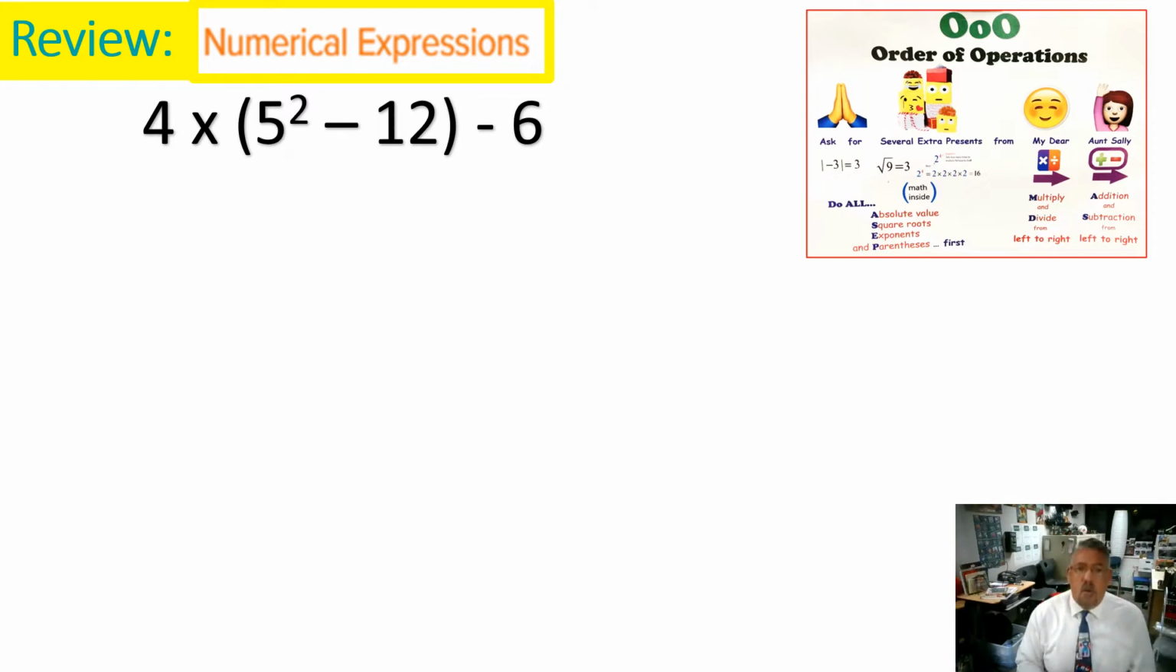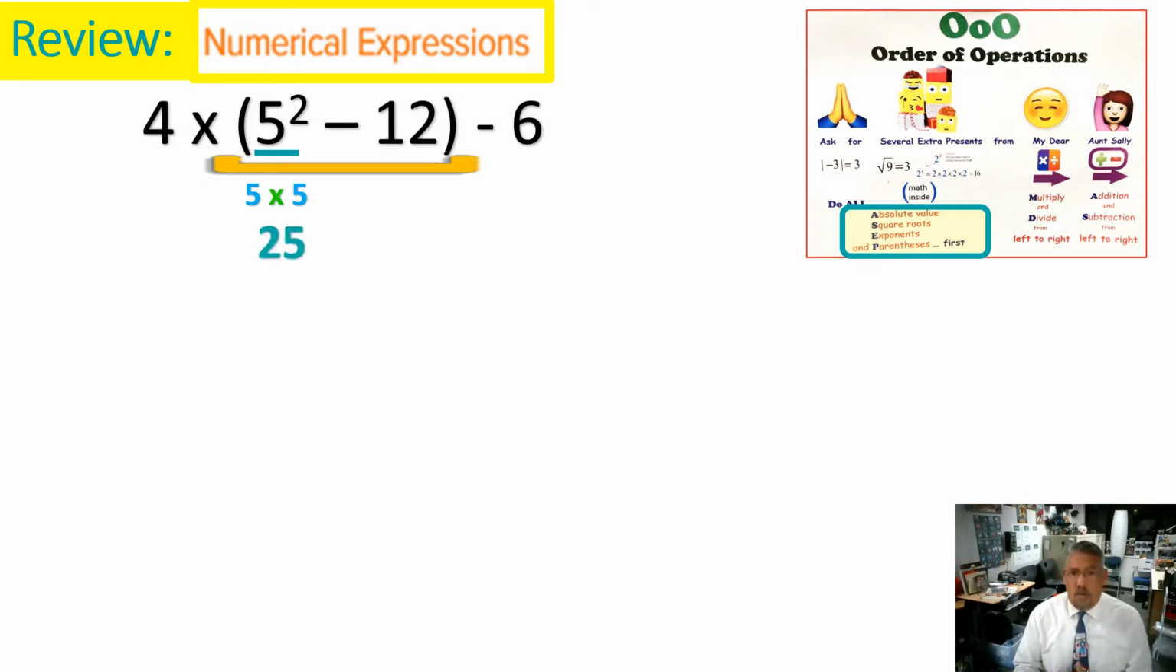So I'm going to follow and look for my absolute value, square roots, exponents, and parentheses. And I see that I have exponents inside of parentheses. Well, that's okay, because I can do my exponents first, then I'll solve for my parentheses. So my 5 to the second power, or 5 squared, once again is 5 times 5. And 5 times 5 is 25.